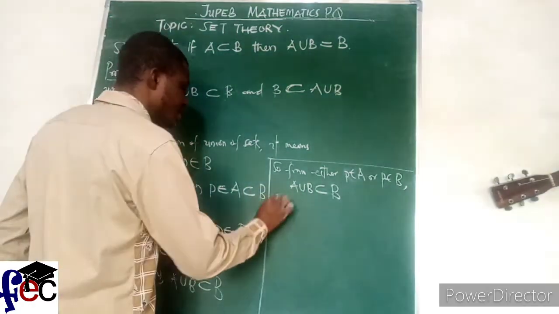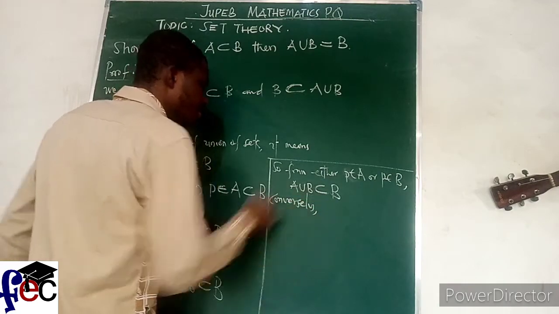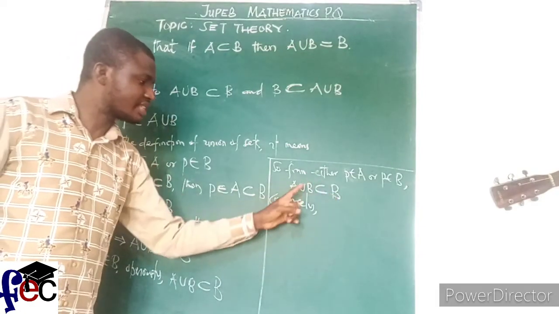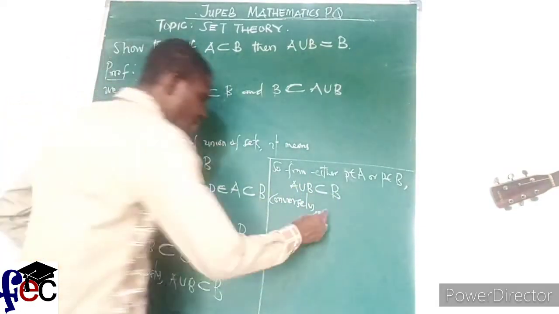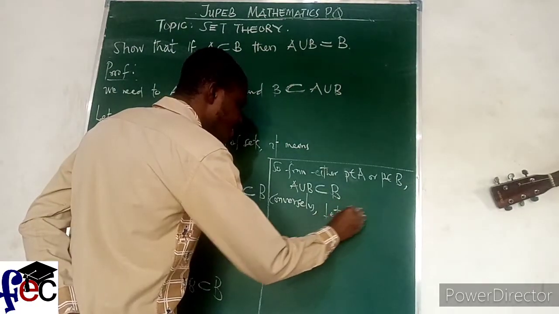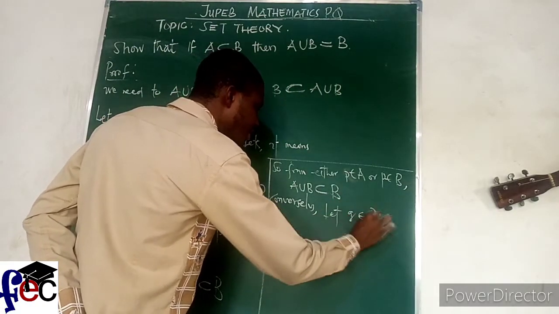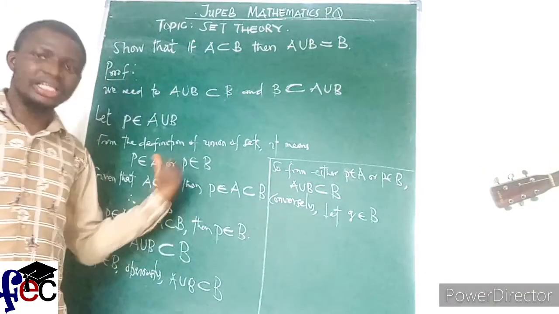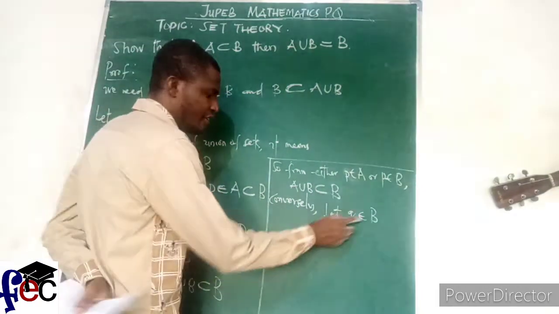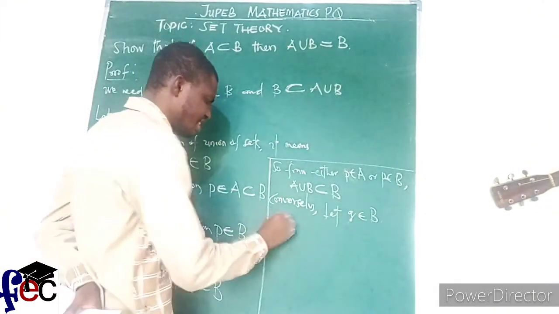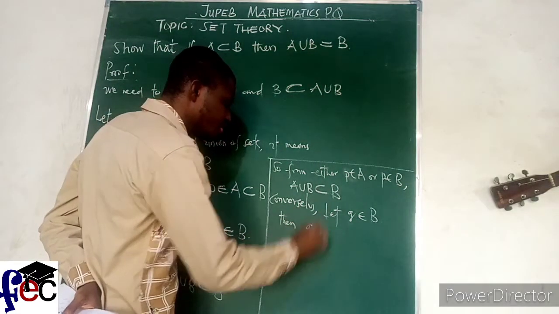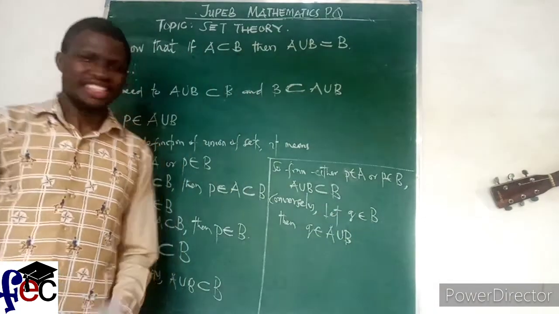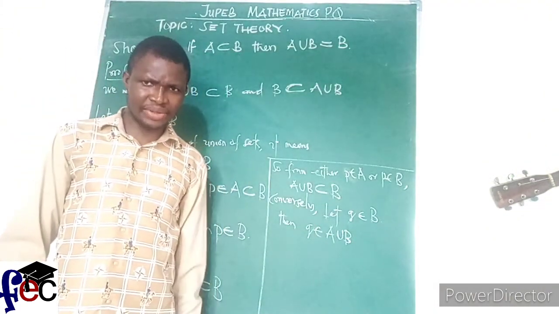So the second way, conversely rather, if we pick another arbitrary element in B, we need to show that it is in A union B. So conversely, let Q, for example, be a member of B. We need to show that Q is an element in A union B. So look at it. If Q is a member of this, what do you think? Then definitely Q is going to be a member of A union B. This is just direct. Do you understand what I said?